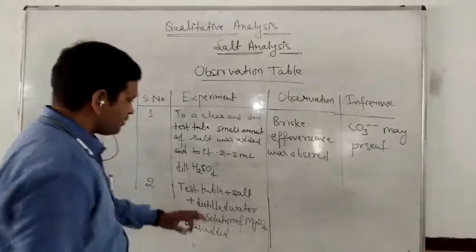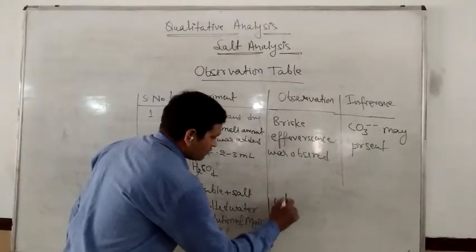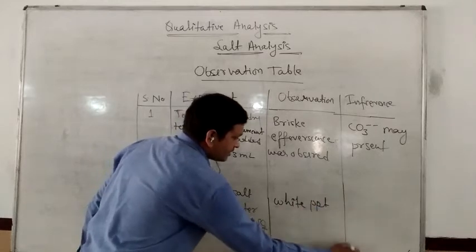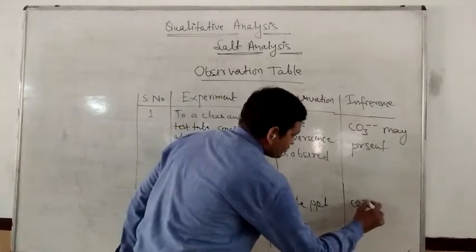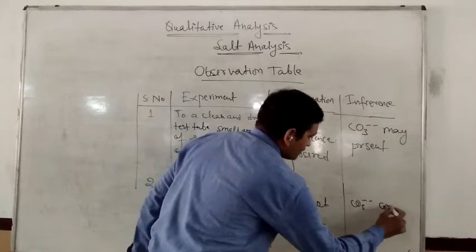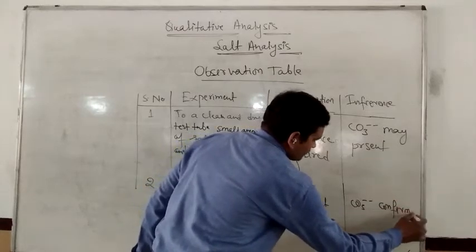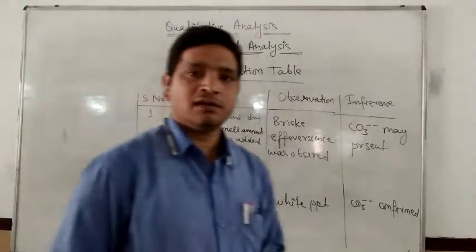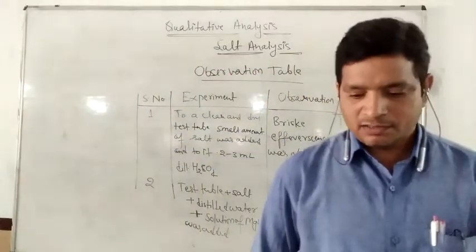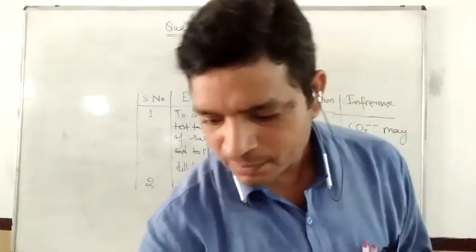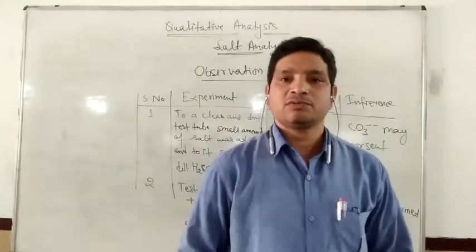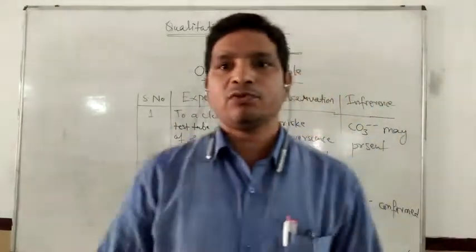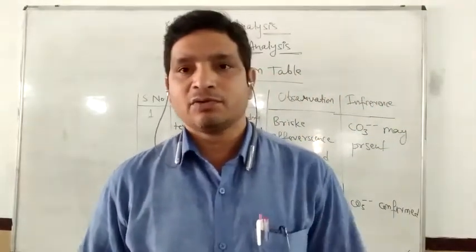Now in the second experiment, what do we observe? We have observed a white precipitate. So it is confirmed, so we can write carbonate ion confirmed. So this is the chemical test for carbonate ion, and I hope you understand. It will help you to perform the practical and to analyze the salt for this particular anion. So in the next video we will discuss the next anion. Okay, thank you.